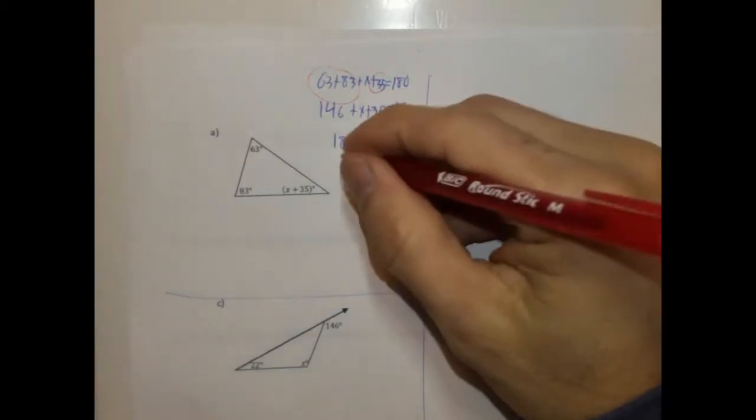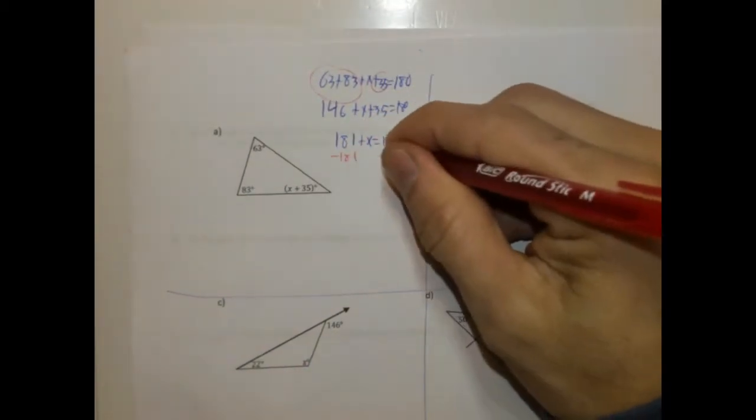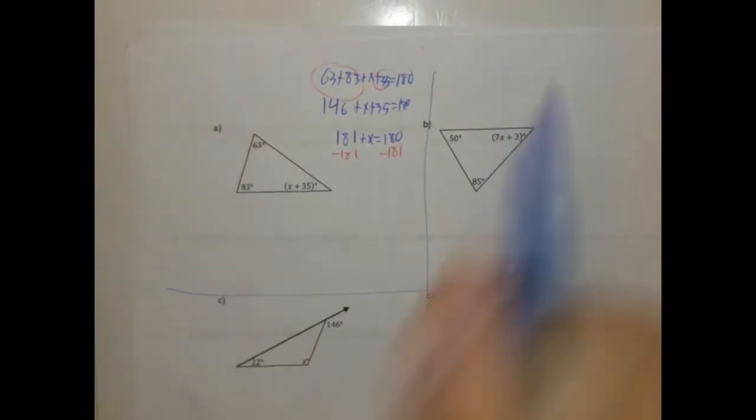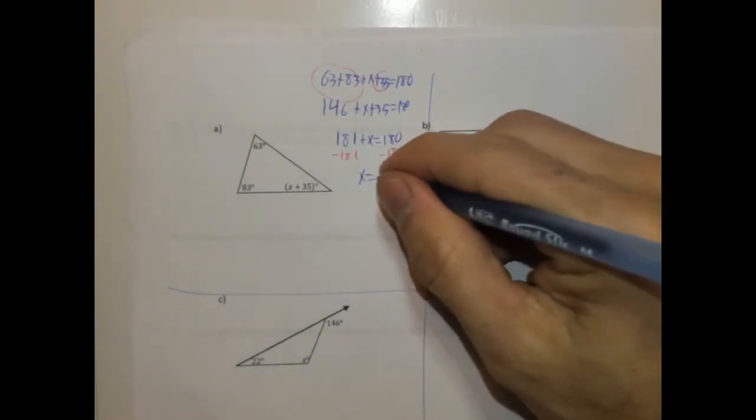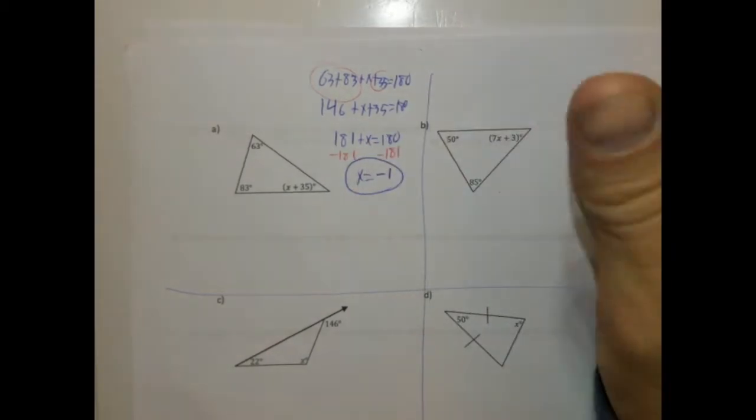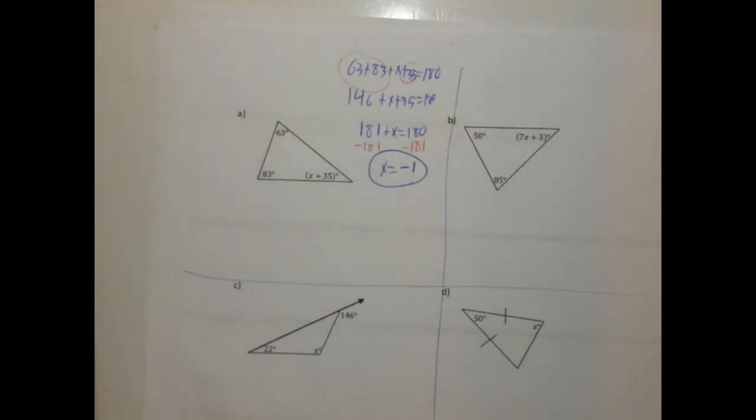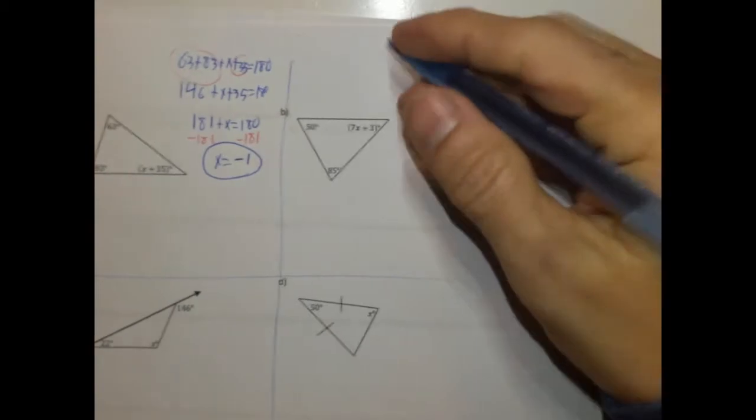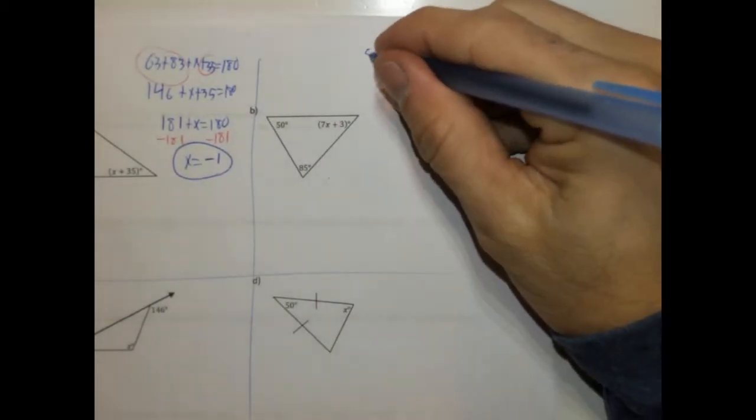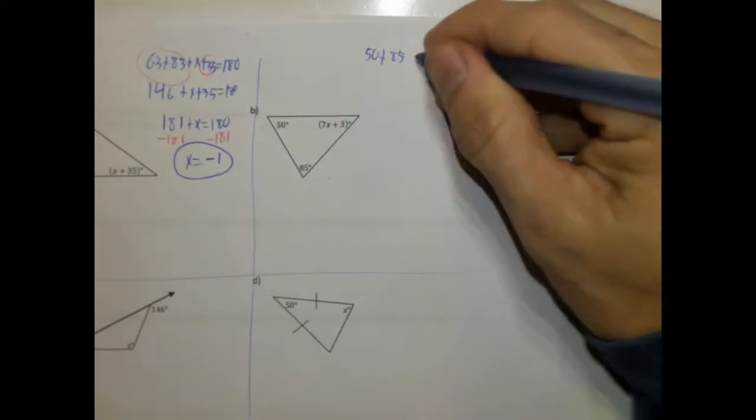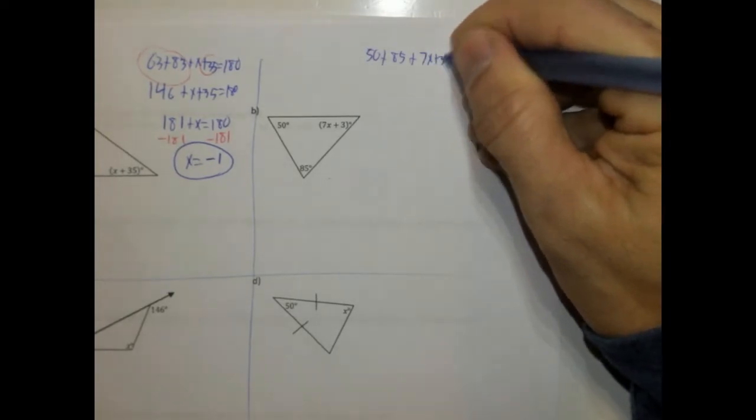Subtract 181 from both sides, and that's going to be x equals -1. We're just solving for x, right? Yep, we're solving for x. Over here, we're going to solve all these the same way. So 50 plus 85 plus 7x plus 3 equals 180.